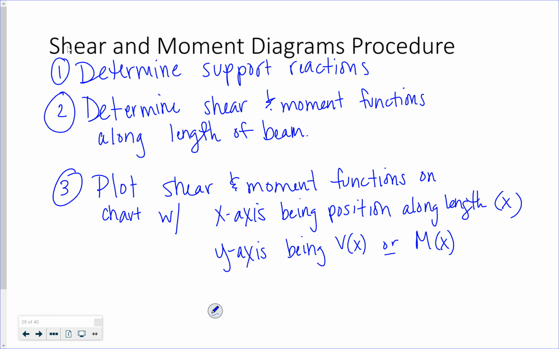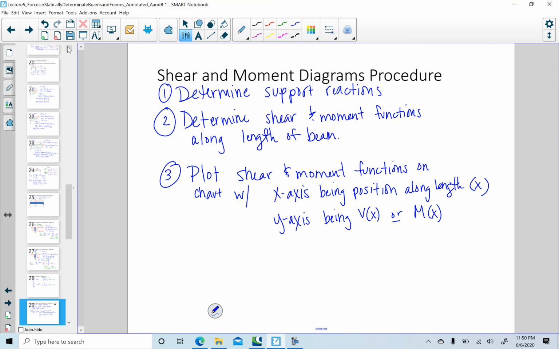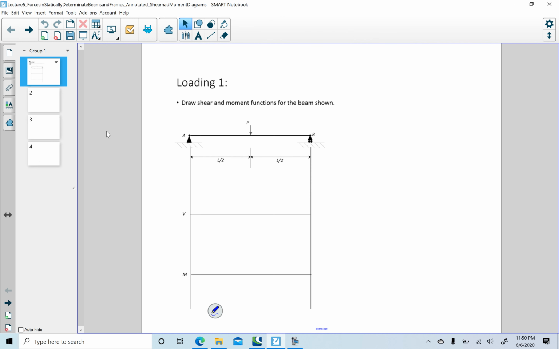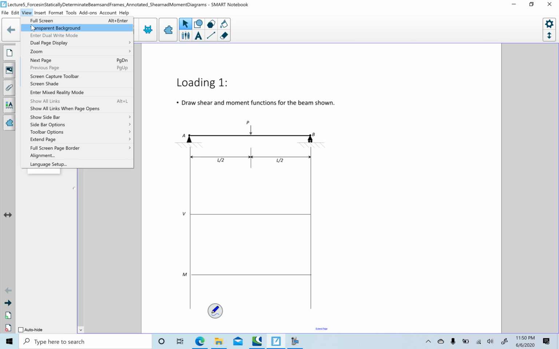Okay, now I'm going to open a different file, but you guys should have that. I needed a different paper size. So now let's look at 4 different types of loadings, and you'll see how the applied load affects the shear and moment diagrams.